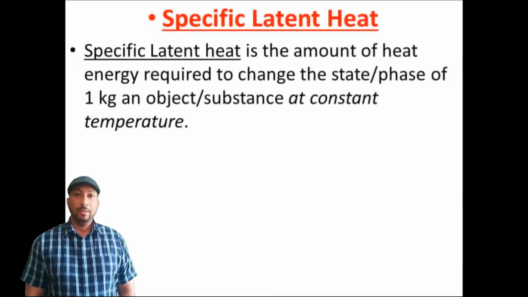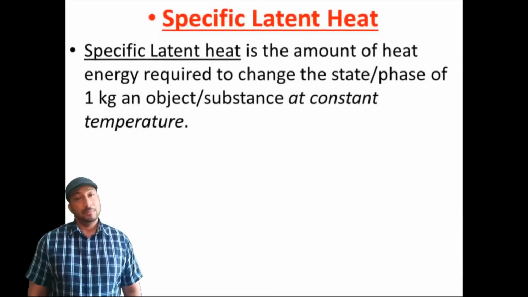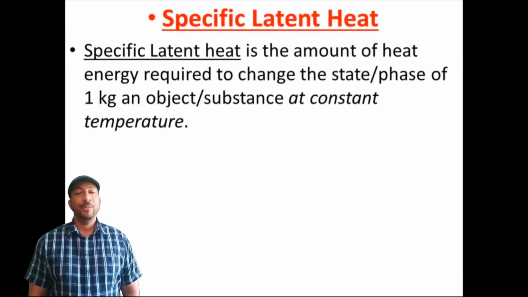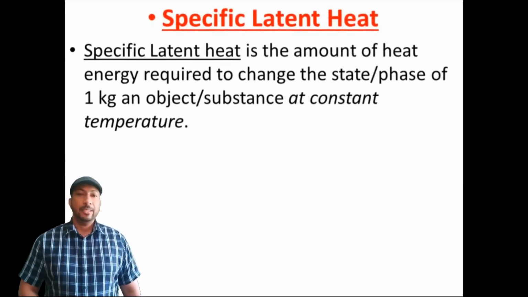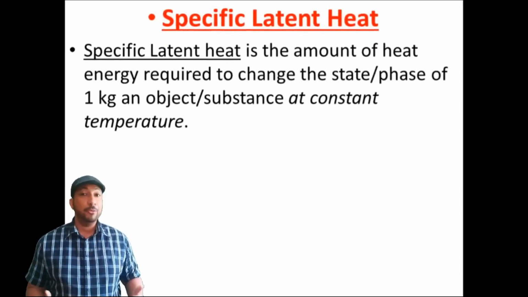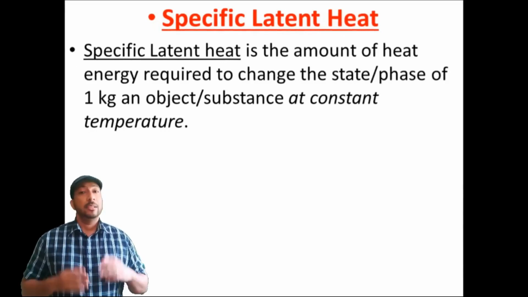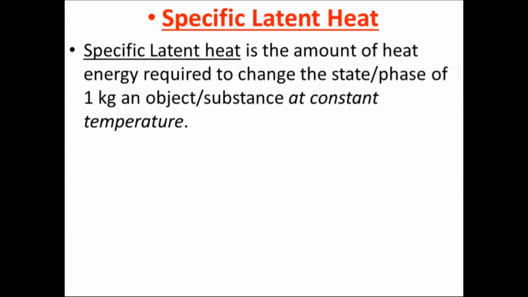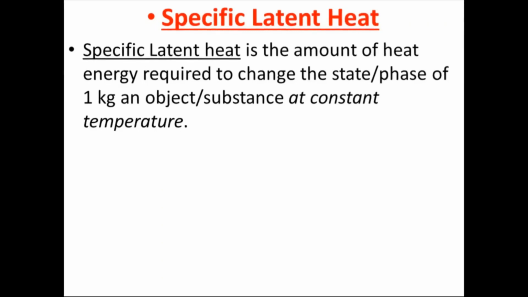So, first off, specific latent heat is the amount of heat energy required to change the state or phase of 1 kilogram of an object or substance at constant temperature. It is important to note that whenever something changes state or phase, going from solid to liquid or liquid to gas, it always happens at a constant temperature. So, for example, when ice turns into water, when it melts, it happens at 0 degrees Celsius. The temperature of the ice isn't increasing, the temperature of the water isn't increasing when that is occurring.